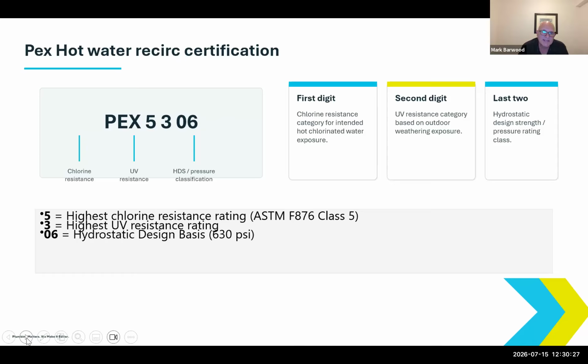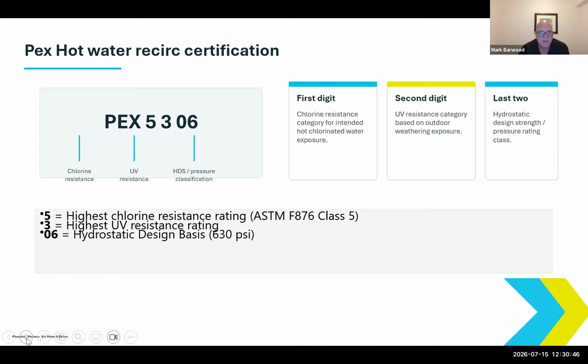Just know there is a certification. It's called PEX 5306, and those numbers actually mean 5 is chlorine resistance. The highest number is 5. So any number lower than 5, 4 would be a lower rating. 3, 2, 1, 1 is the worst.